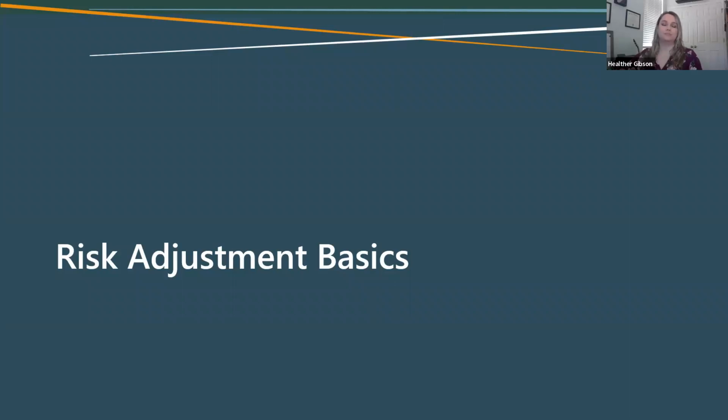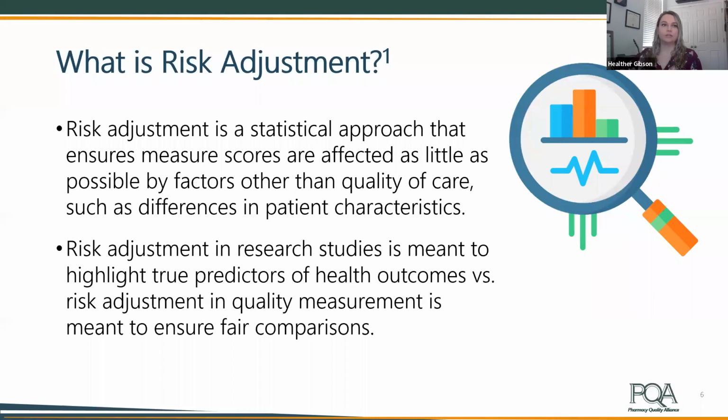And so, as Lisa mentioned, before we get into all the fun stuff about what PQA is doing in the risk adjustment space, I just wanted to take a little bit of time to review with you all some of the risk adjustment basics. So let's get right into it. What is risk adjustment? Well, risk adjustment in quality measurement is a statistical approach that ensures measure scores are affected as little as possible by factors other than quality of care, such as differences in patient characteristics.